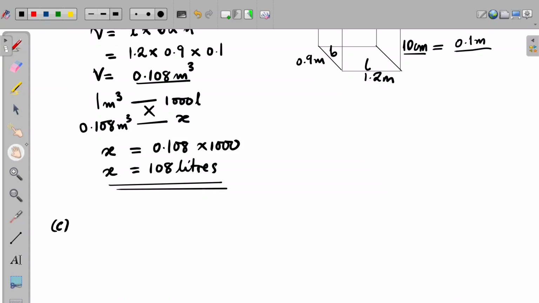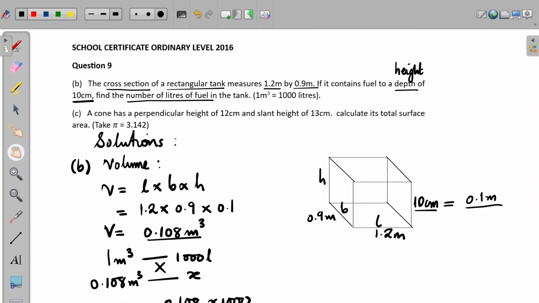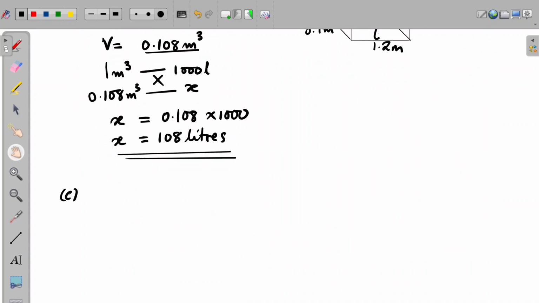So our C is saying we do what? We calculate total surface area. So we are going to calculate total surface area. So how do we find total surface area? So we are now going to find total surface area.